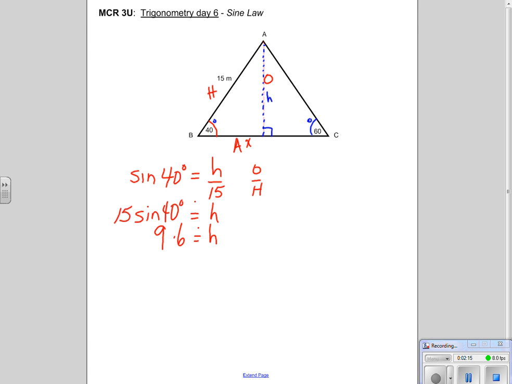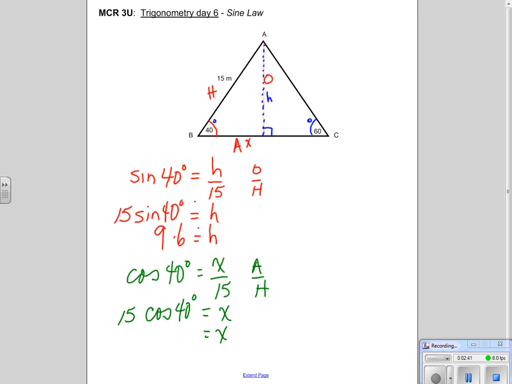I'm also going to find side x while I'm working on that triangle because I want to find all the missing sides and angles. To find side x, I'm using the same opposite, adjacent, and hypotenuse, so I'm going to use the cos of 40 degrees, which is adjacent over hypotenuse, so I'll use x over 15, so the length of x is 15 times cos 40. So the length of x on the bottom, which is only a portion of that side, is 11.5.